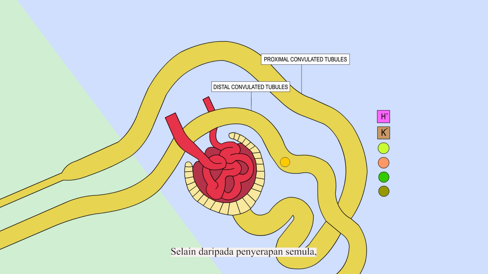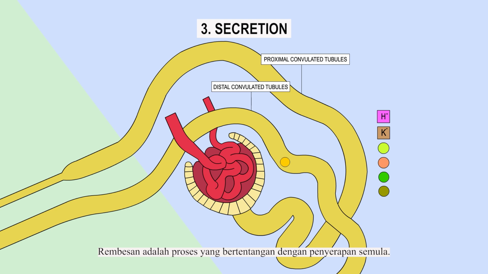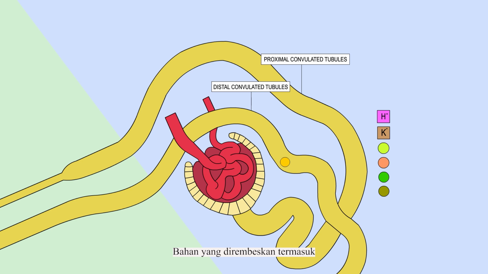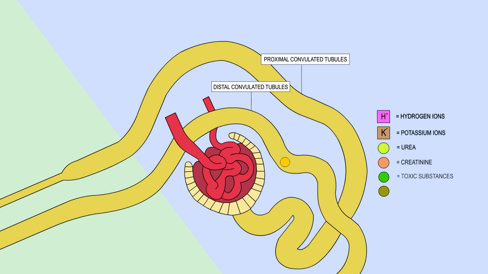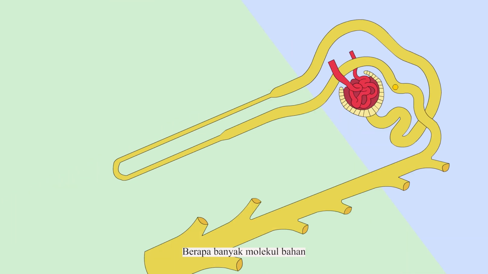Apart from reabsorption, we also have secretion. So secretion is the opposite process of reabsorption. It secretes the waste materials in the blood that were not filtered earlier in the renal tubule. Substances that are secreted include hydrogen ions, potassium ions, urea, creatinine, toxic substances, and some drugs. How much of a substance is reabsorbed and secreted will fully depend on our body's homeostasis.